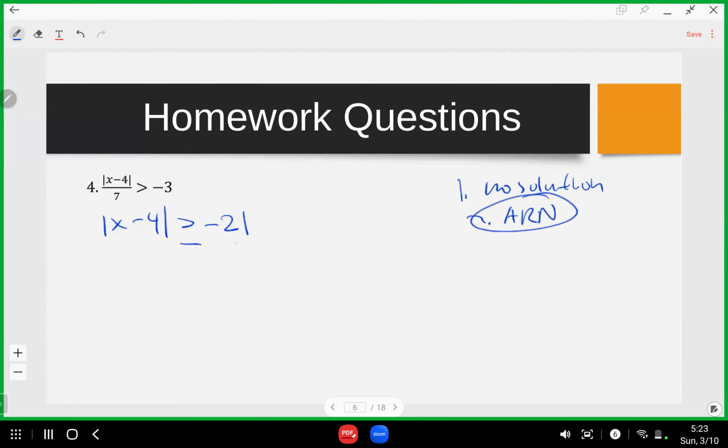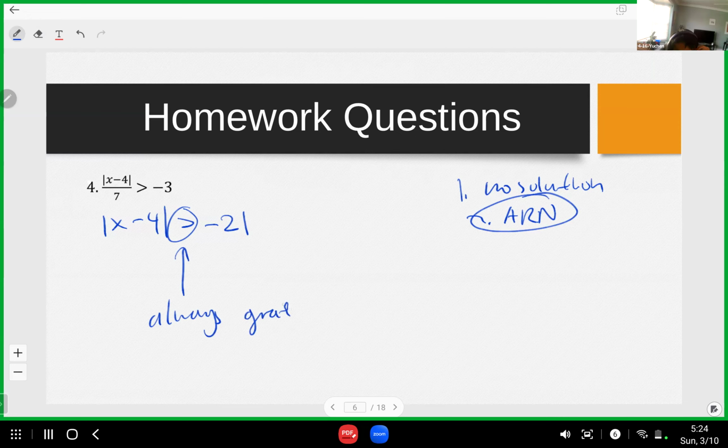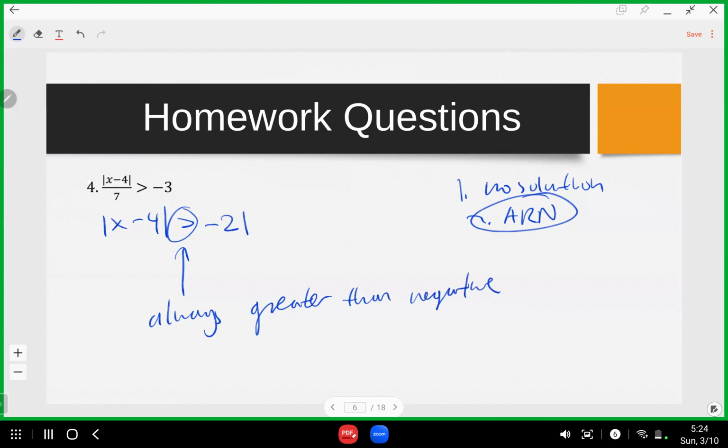Why? Because it is greater than a negative. No matter what you plug in there, it is always going to be greater than negative 21. You can plug in negative 64 in here, and it will still be greater than negative. So whoever just solved that, you probably did something wrong. You can't solve these. You can just tell straight off the bat. Special case, make sure you remember them.